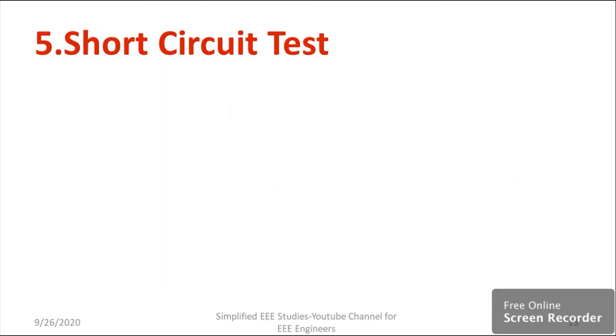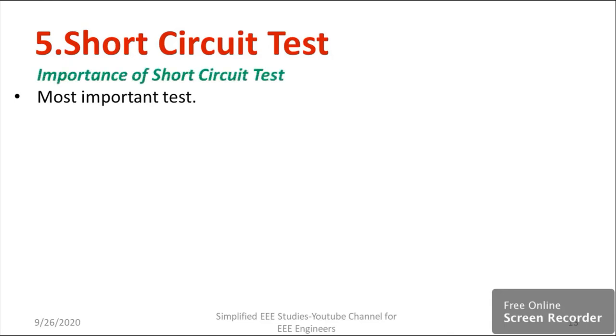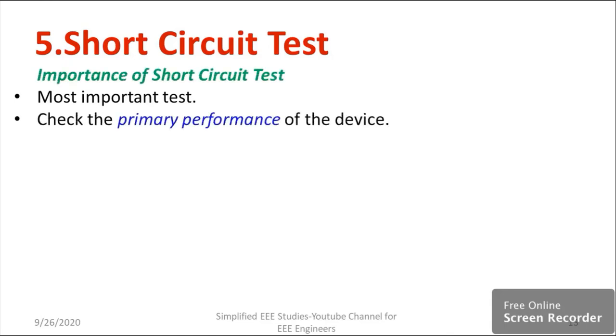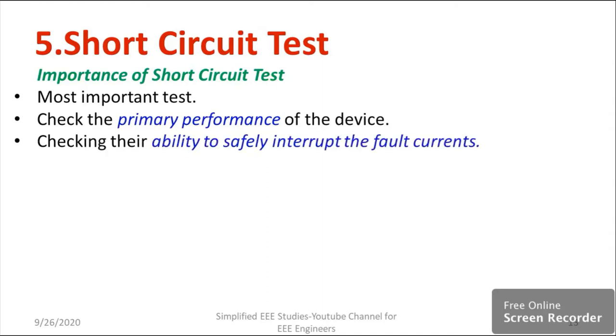Now I would like to discuss the short circuit test. There are two segments in the short circuit test. Why are we conducting the short circuit test? It is one of the most important tests for the circuit breaker, to check mainly the primary performance of the circuit breaker and also its ability to safely interrupt the fault current. You are going to check how well the circuit breaker operates. Is it possible for the circuit breaker to perform in a faulty condition? Will it operate in a faulty condition or not? You are going to check.